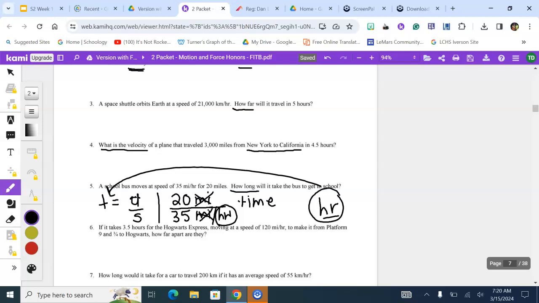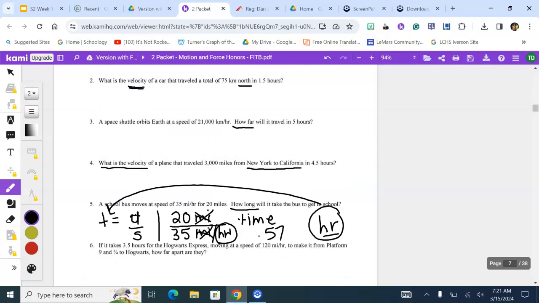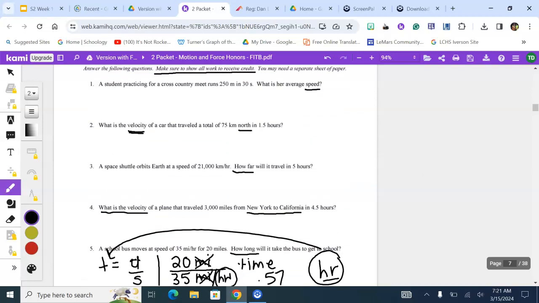And then when I take 20 divided by 35, you should get 0.57. So 0.57 hours. Okay, your assignment then is to finish these problems. Good luck. Actually, I forgot. If you get done, the key is on my desk and you can check your answers just to see if you're right. We'll be doing some more practice problems on Monday, but also a lab. So make sure you know what you're doing by the time you get back here on Monday.